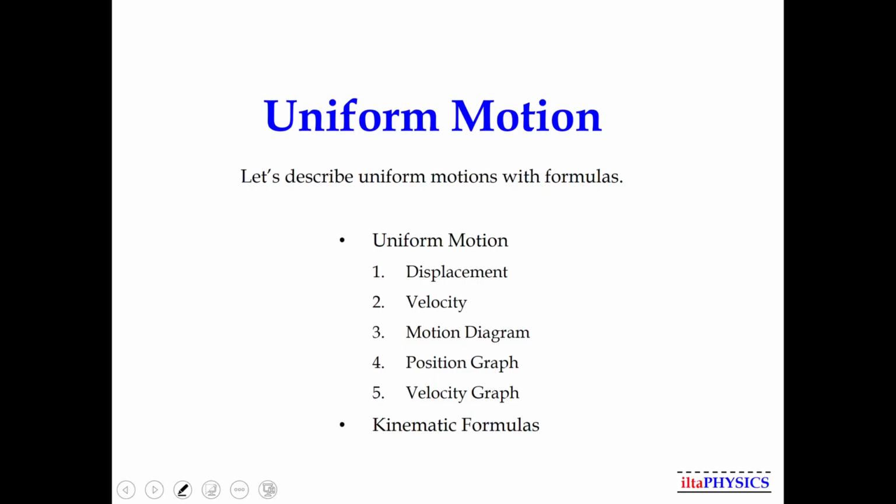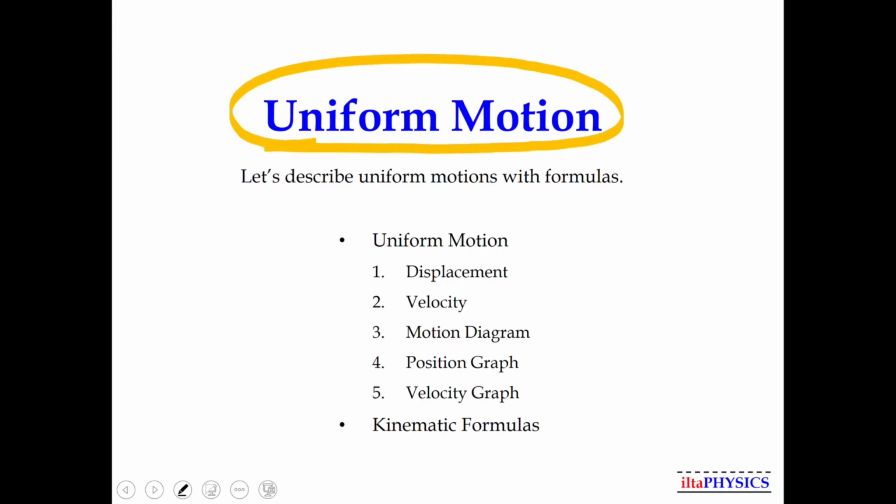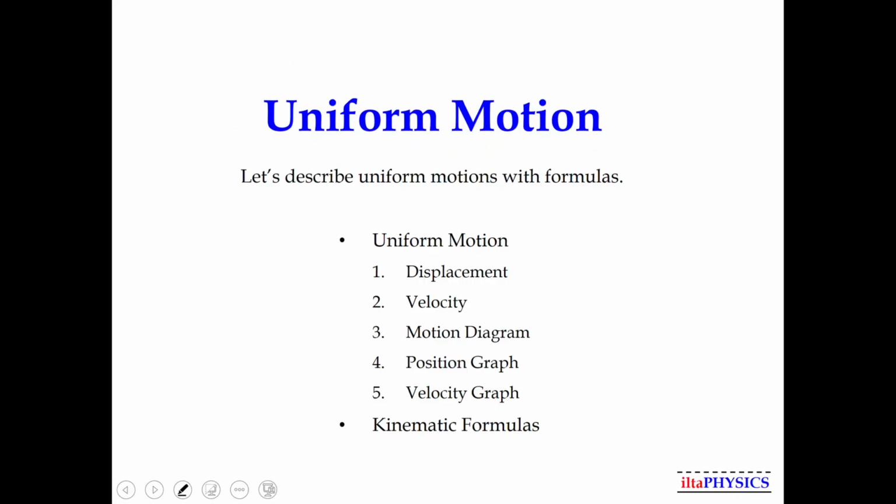Today, we are going to study uniform motion, which is one type of 1D motion. We already explained what uniform motion is in the previous lesson. In this lecture, we'll express it using the 5 methods that we've learned so far. And in addition, we'll describe uniform motion quantitatively using equations, so-called kinematic formulas.